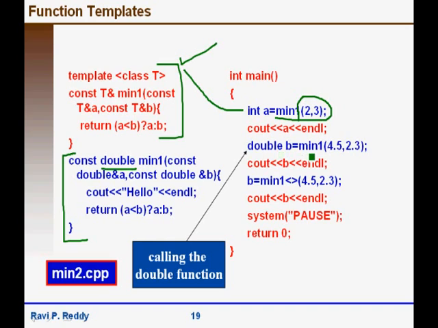Next, we call min1 with two arguments of the type double. Now it has two choices, either to choose the specific version for the type double or to call the function template. The preference is for the specific version. So this function call calls the specific version for the type double. However, we can force it to call the function template by writing min1 and the template symbol here. This one forces it to call the function template as shown out here.